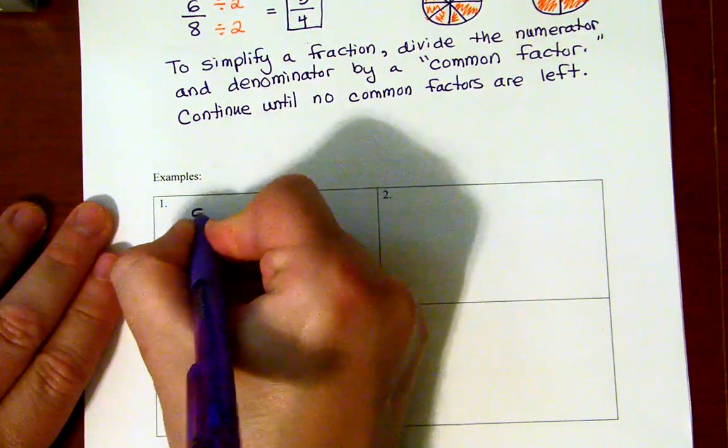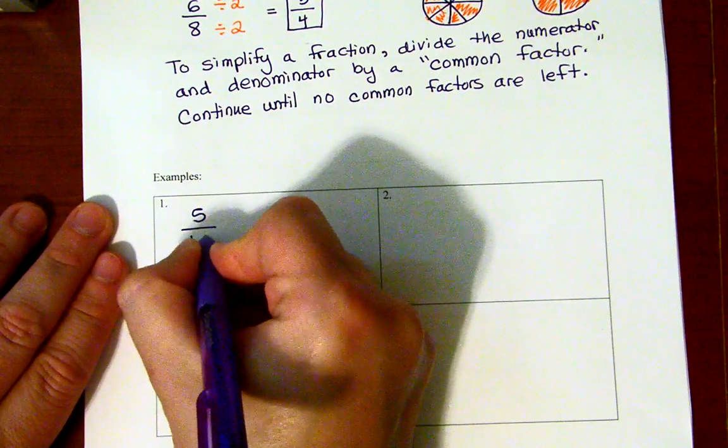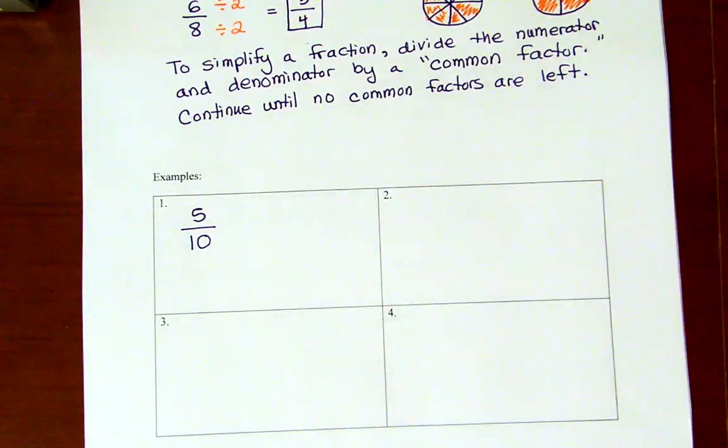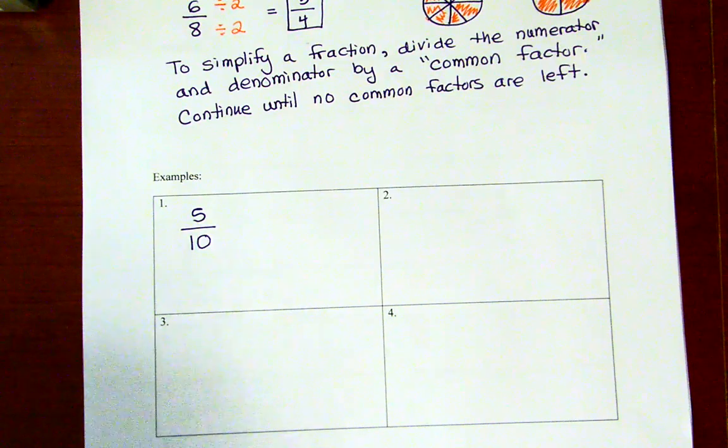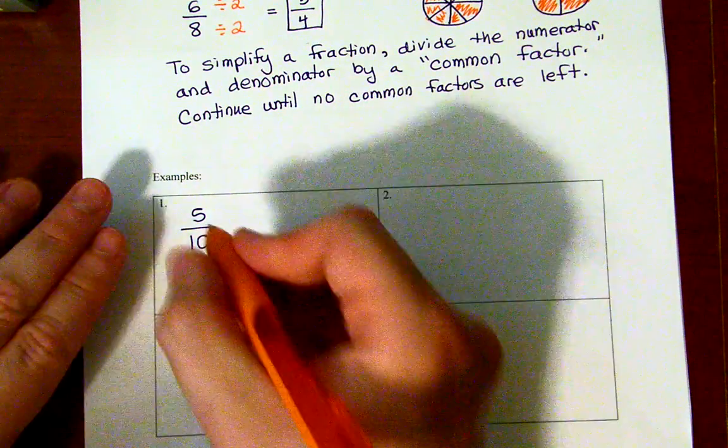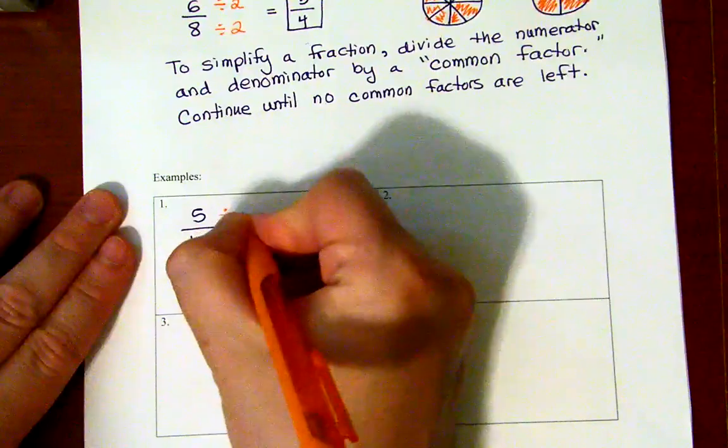Let's take a look at the fraction 5 divided by 10. And I want to simplify this fraction. Do you have an idea what I can divide the top and the bottom by? I think 5 and 10, you can divide both of those numbers by 5.